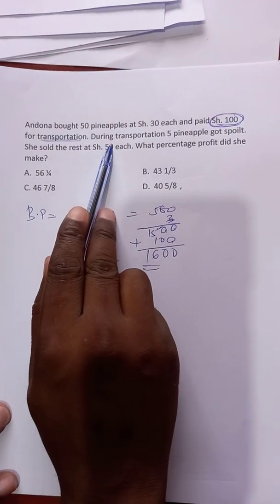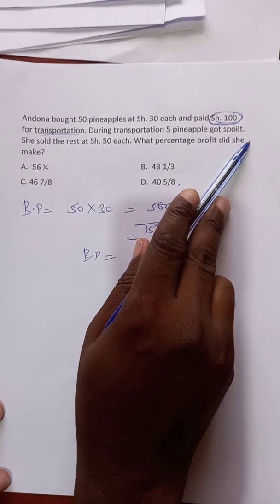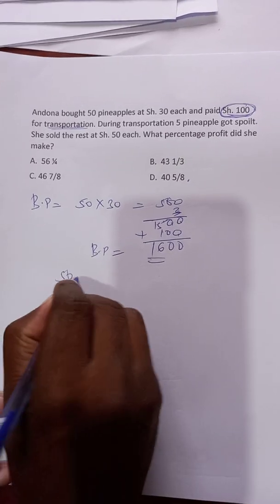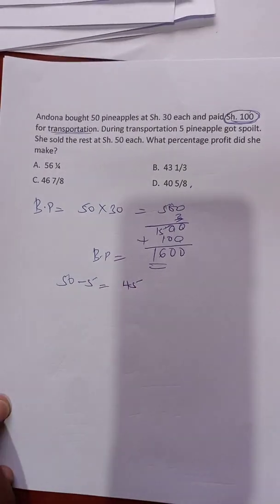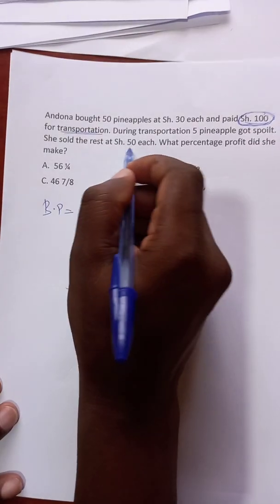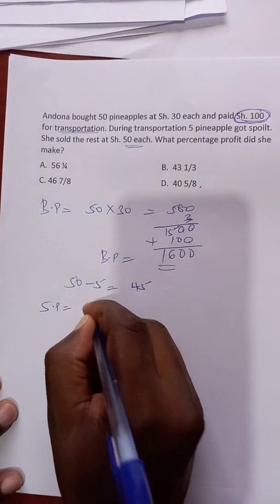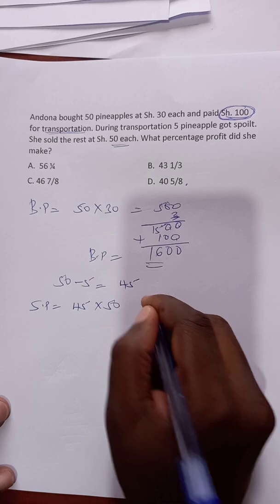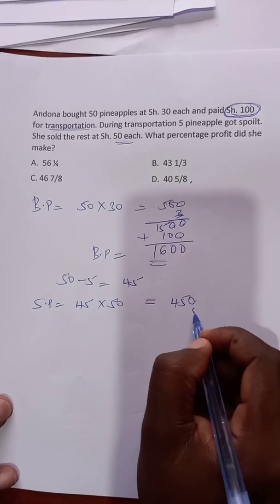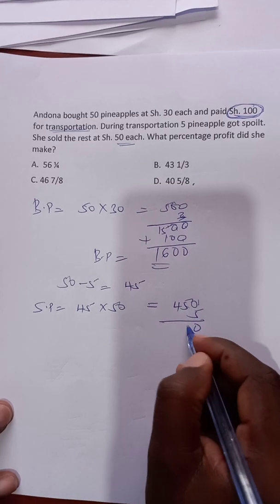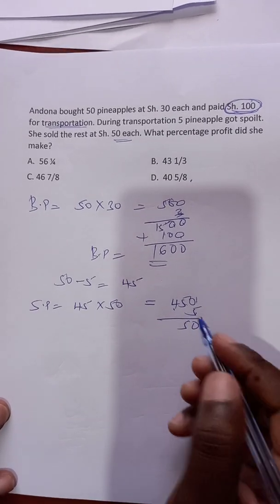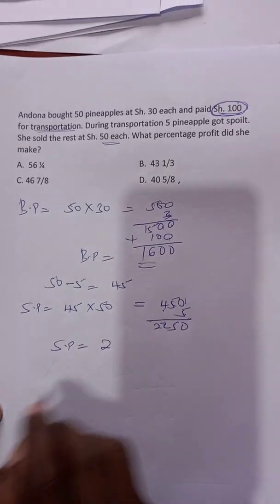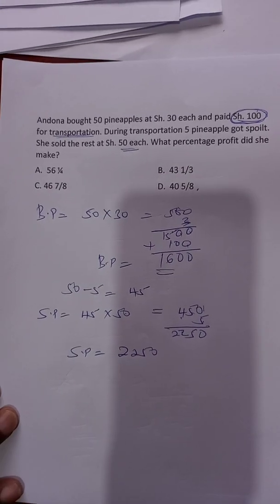What happened during transportation? 5 pineapples got spoiled. The number she had bought was 50. So the remaining will be 50 minus 5, which automatically gives us 45 pineapples. Each was sold at 50 shillings. So our selling price will be 45, the remaining pineapples, times 50 shillings. So we multiply 45 times 50, you place the 0 there, 5 times 5, 25, you write 5 carry 2. 4 times 5 is 20 plus 2, 22. So our selling price is shillings 2,250.